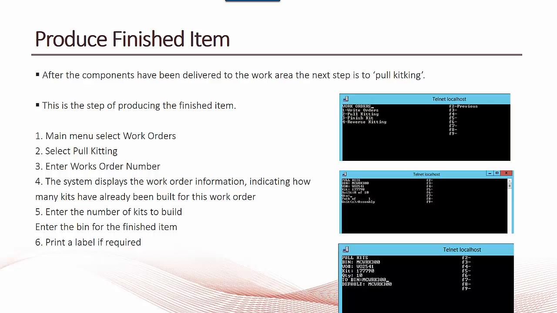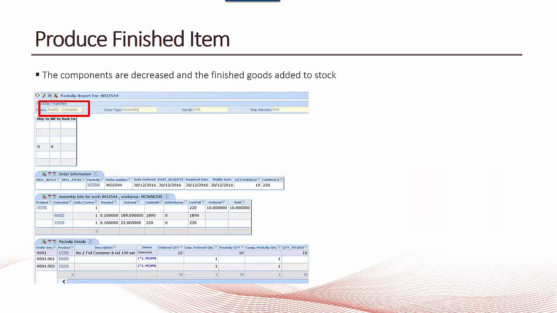Once all components have been moved, the user will use the function pull kit to complete the finished item. The user will follow a number of different steps on the handheld and at the end print a label if required. I've listed these different steps here. Once complete, the components will be removed from stock and the finished item added. The status will be assembly complete.